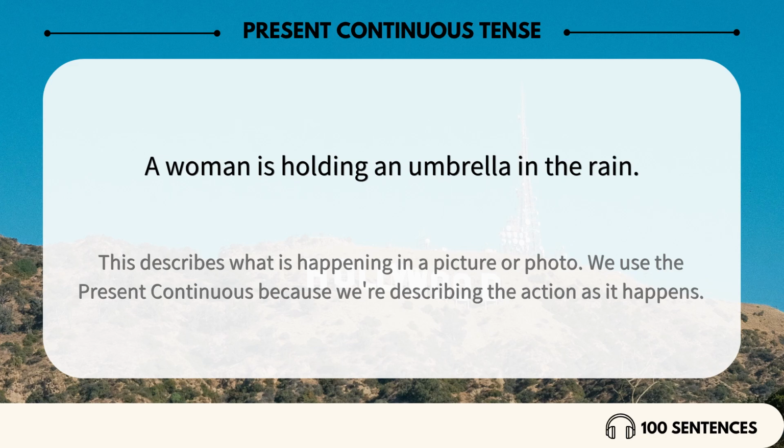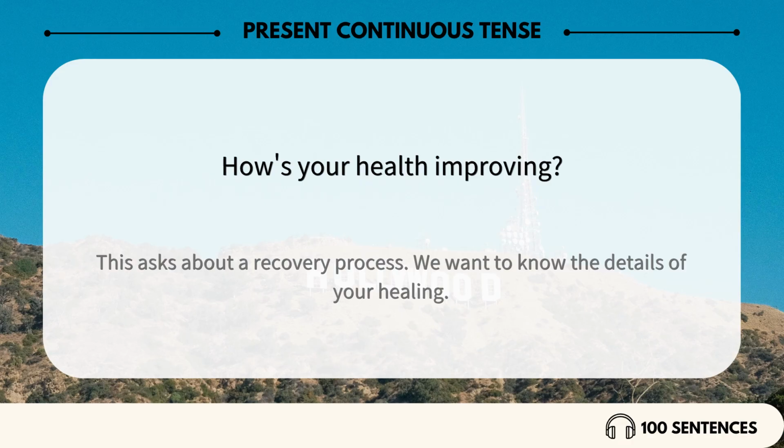A woman is holding an umbrella in the rain. This describes what is happening in a picture or photo. We use the present continuous because we're describing the action as it happens. How's your health improving? This asks about a recovery process. We want to know the details of your healing.